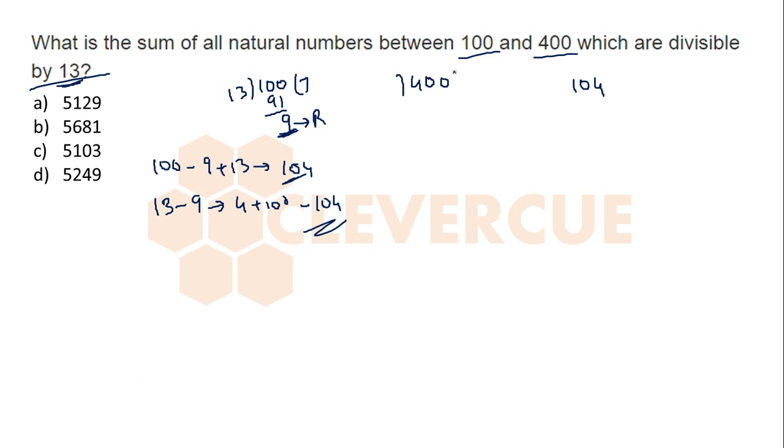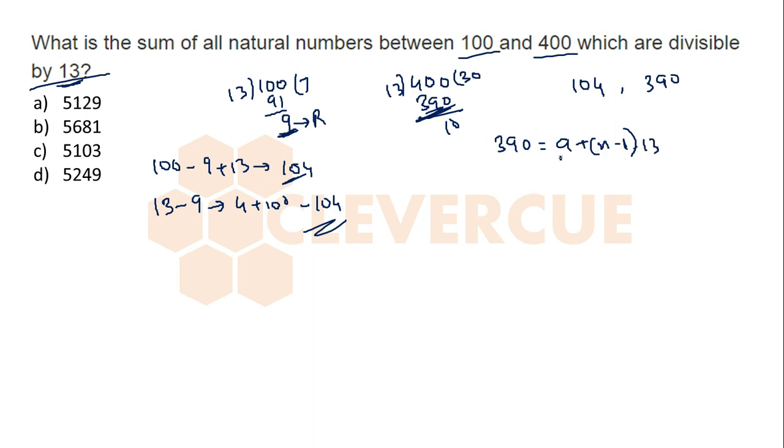And for the last number, if you multiply 13 with 30, you will get 390. So 390 is the last number. Now we have to find the sum of all the numbers between them. So let us see how many numbers there are, that is the value of n. 390 is equal to a plus n minus 1 into d. The value of d is 13.